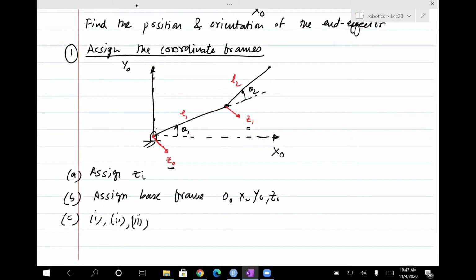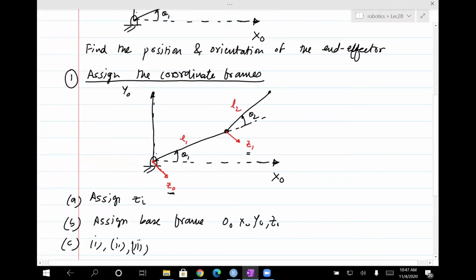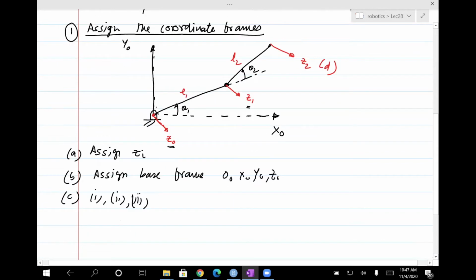By the way, I forgot to do something here. I should also assign a frame to the end effector, which I just completely forgot. So let me just assign a frame, which is this way. In fact, the rule says that you need to assign it along, let's say, oh, it's coming towards the end, never mind. This is actually step D. I just jumped ahead of myself. I'll come back to that in a bit.